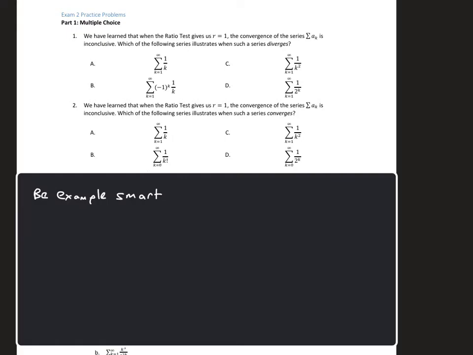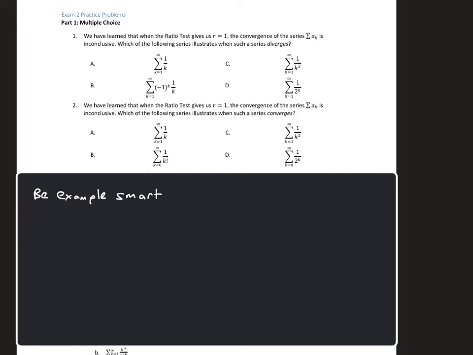The multiple choice questions at the beginning are trying to get you to think about just what the examples we looked at, how they kind of fit into categories. So instead of reacting to an individual series like it's the first time we've ever seen it, try to pay attention to kind of families of examples and what they have in common. We pointed out a couple of these.